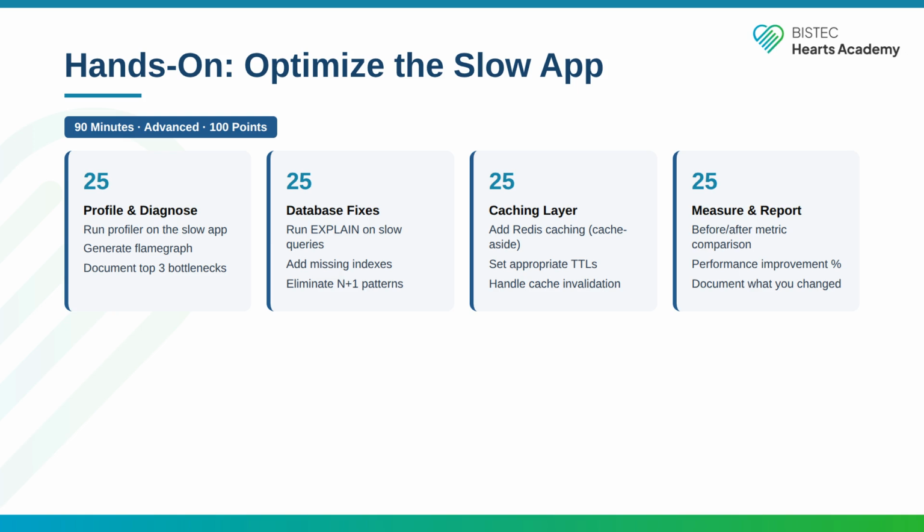Measure and report is the fourth area. Compare before and after metrics: response time, throughput, query count. Calculate the percentage improvement. Document what you changed and why each change was necessary. You have 90 minutes for this challenge. The debugging and optimization decisions are yours to make.